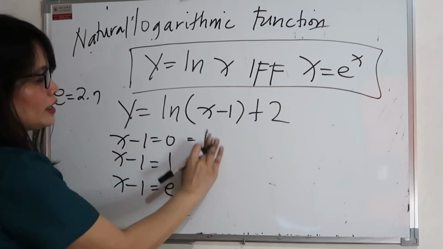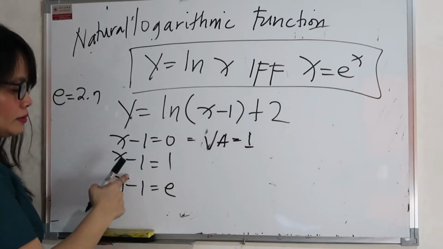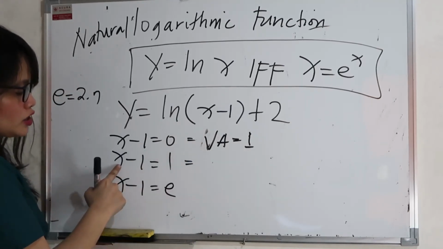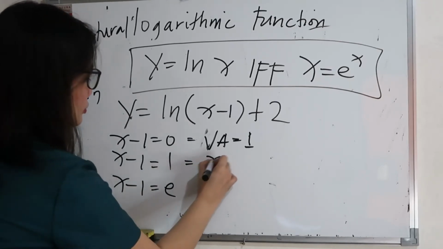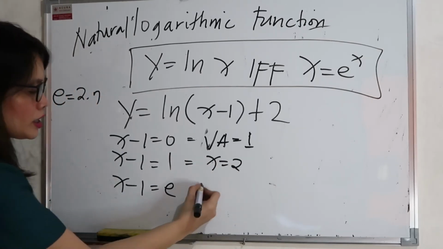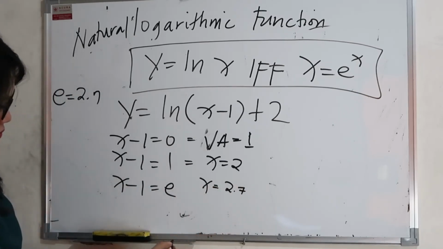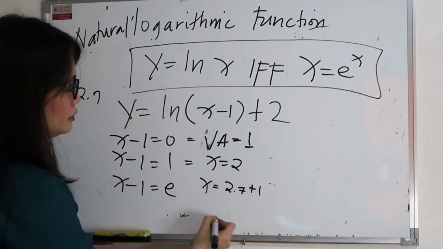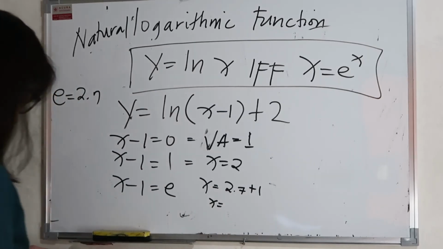So your vertical asymptote is 1. Next, x minus 1 equals 1. So what's the value of x? Okay, 2. Next, x minus 1 equals e. So x is equal to the value of e, 2.7, plus 1. So what is your x? Okay, 3.7.